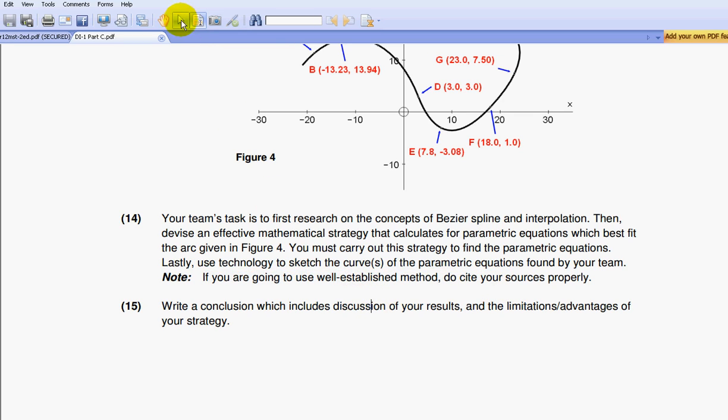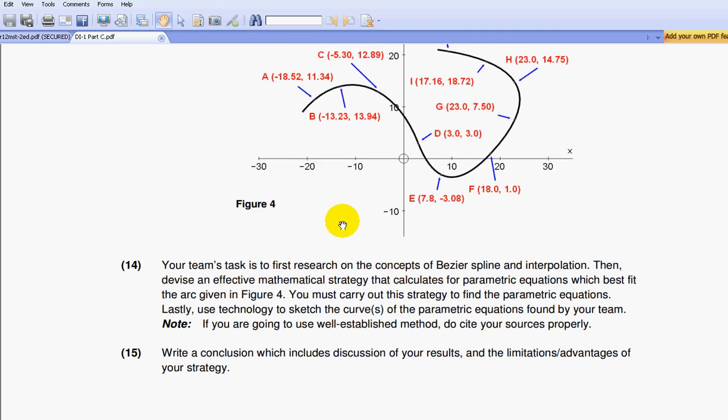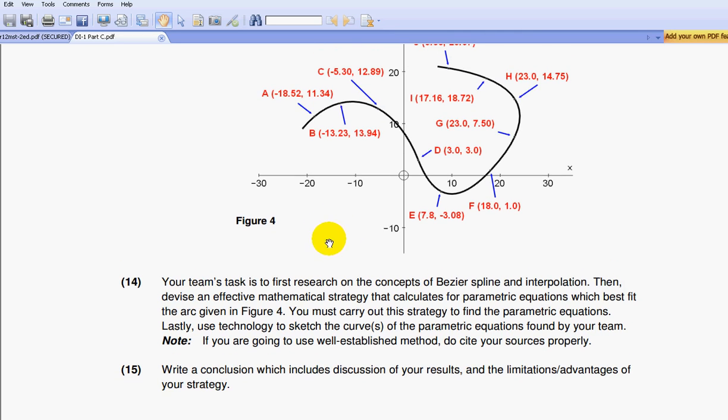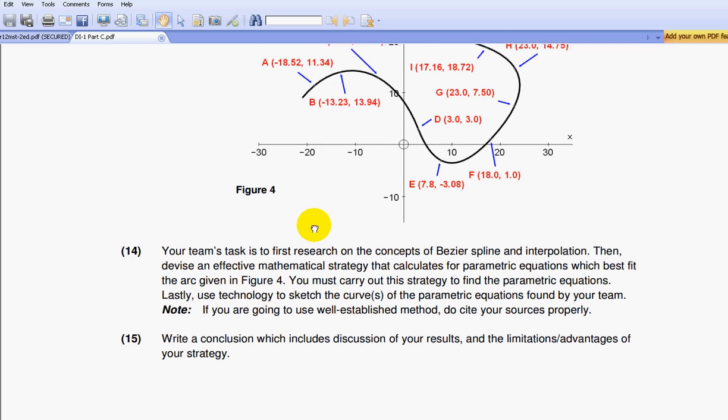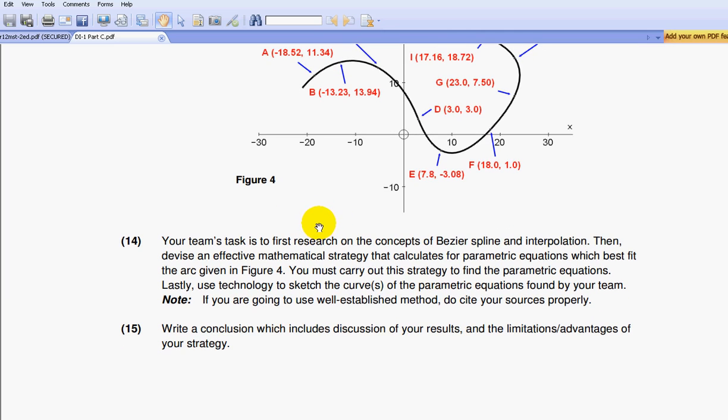So, if you ask my opinion, I will say just design your own approach, and use that approach to tackle this problem here. I understand that I didn't ask you to give me a perfect system or perfect strategy, as long as it works and is effective, because any limitation, advantage or disadvantage of your technique will be discussed in part 15.